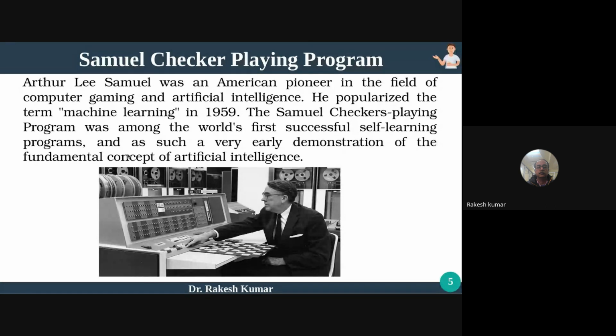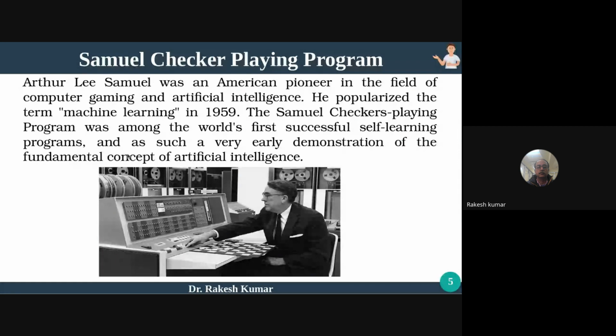In this image, which you are seeing on the monitor here, there is Samuel and his checker playing program. The very interesting thing about this was that the game was able to defeat its creator, Samuel. And not only the creator, it was able to defeat the number one player of checkers at that time in the USA also.